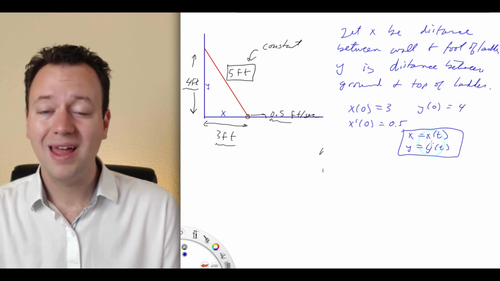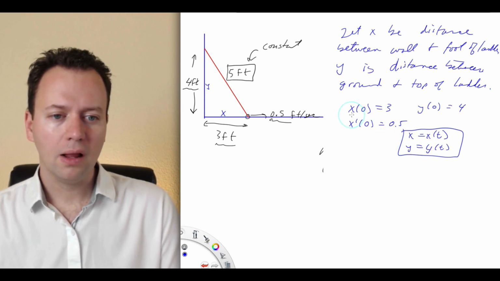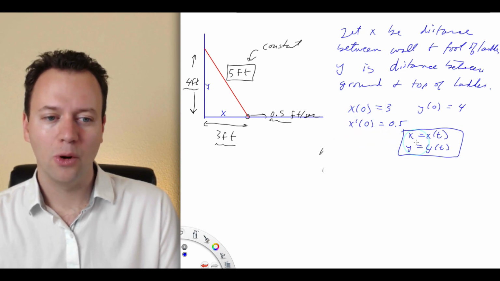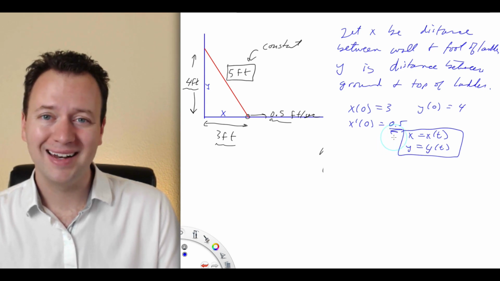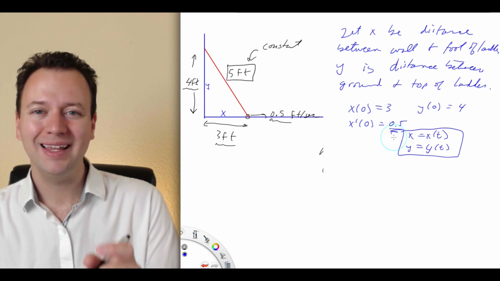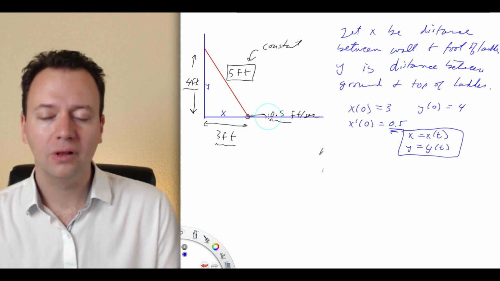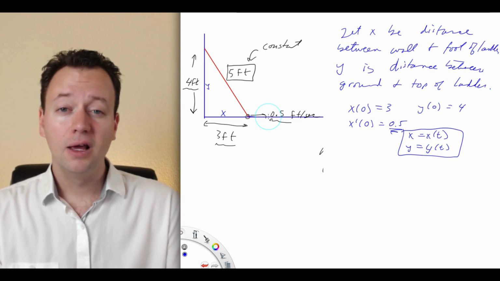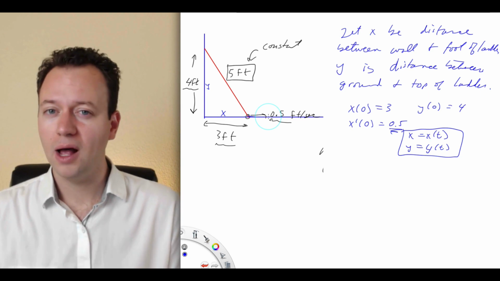Right, so the independent variable is always time with these related rates problems. So x of 0 is 3, y of 0 is 4, dx/dt at time 0 is 0.5. And for the 0.5, I need to do a check in my mind. Is x really increasing? Well, the problem says that I'm pulling the foot of the ladder away from the wall at a rate of 0.5 feet per second. So that means that distance is going to be increasing, so dx/dt should be positive.